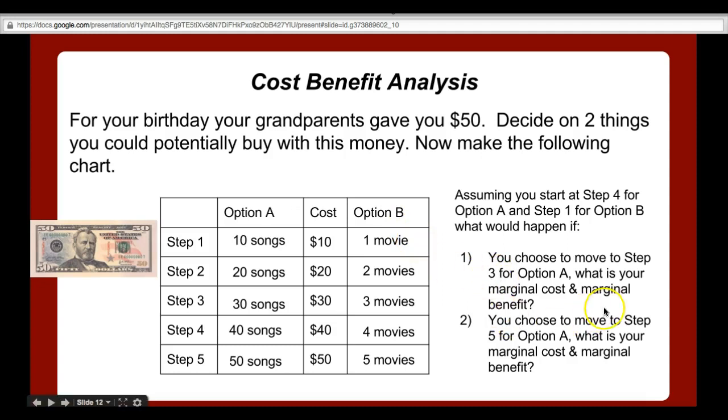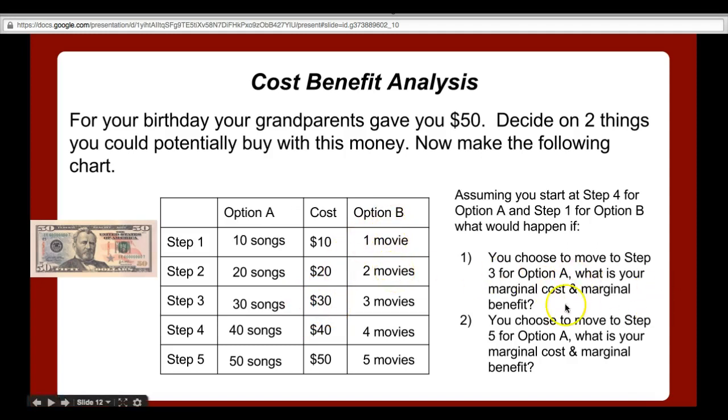Now we can talk about marginal benefit and marginal cost. If we're originally at step 4 for option A and step 1 for option B, and then for whatever reason you choose to move to step 3 for option A. Maybe you decide that you don't have 40 songs that you can come up with. You only got 30 songs. So you're going to go back off on the songs, down to 30 songs. Well, what happens to the amount of movies you can go to then? You only spent $30 on songs, so you can now move up to 2 movies.